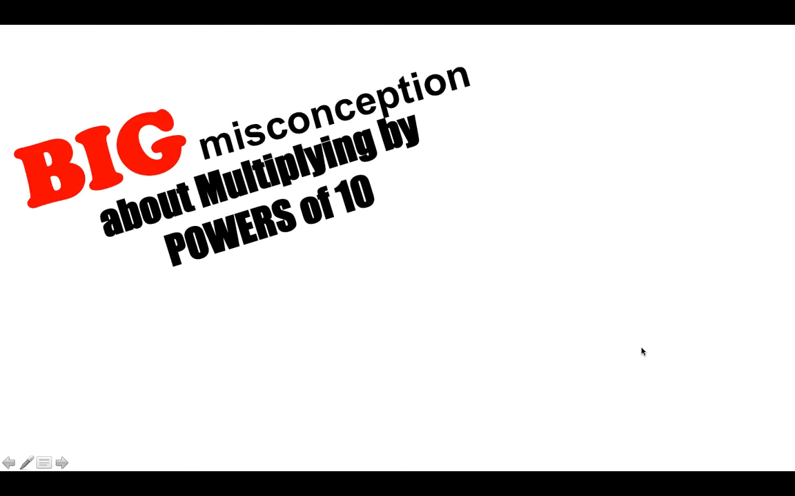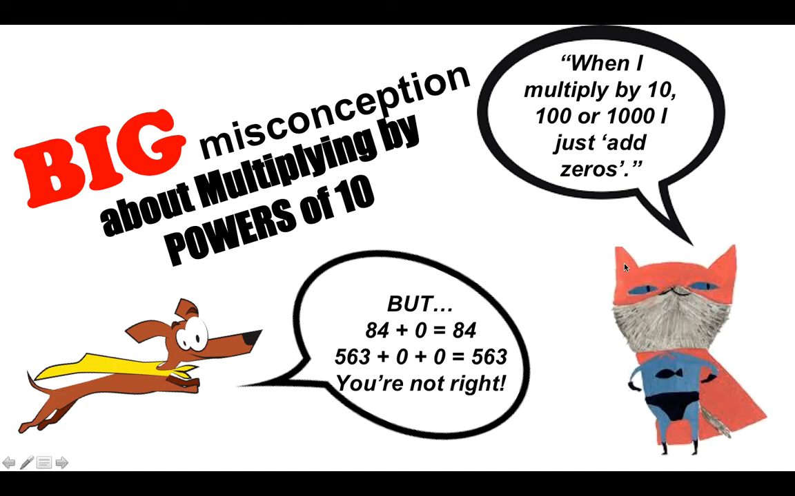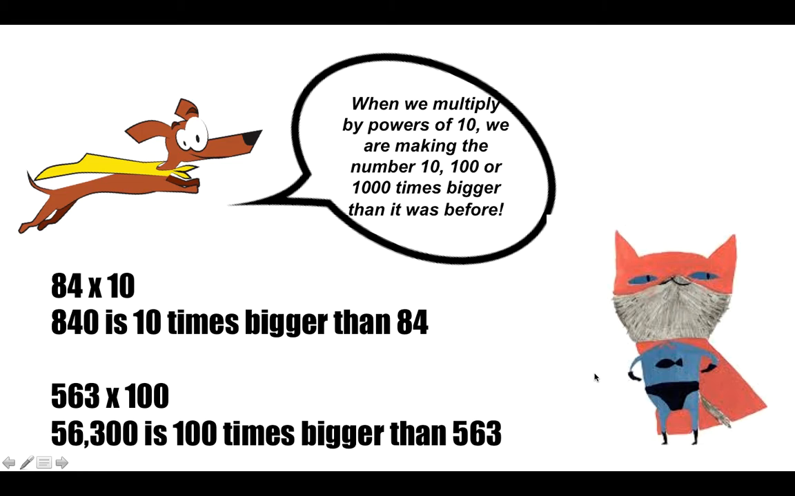So it seems quite simple, really, right? Well, let's check. Because sometimes people have a big misconception about multiplying by powers of 10, even adults. So, like Super Cat says here, when I multiply by 10, 100 or 1,000, I just add zeros. But let's see what Super Salchicha is saying. She says, but 84 plus 0 is 84. And 563 plus 0 equals 563. You're not right, Super Cat. And Super Cat is not right. So let's check this misconception.